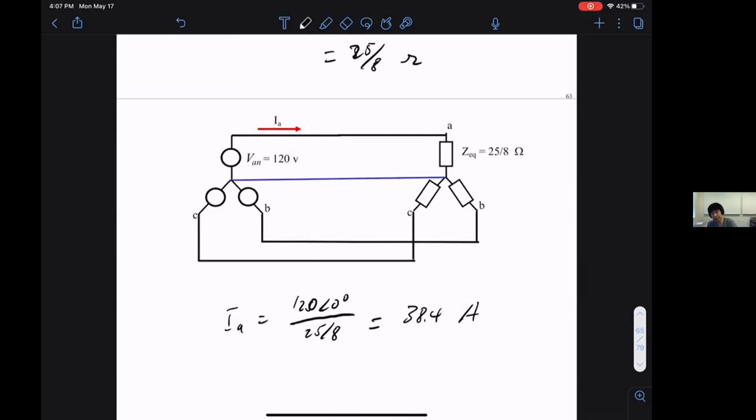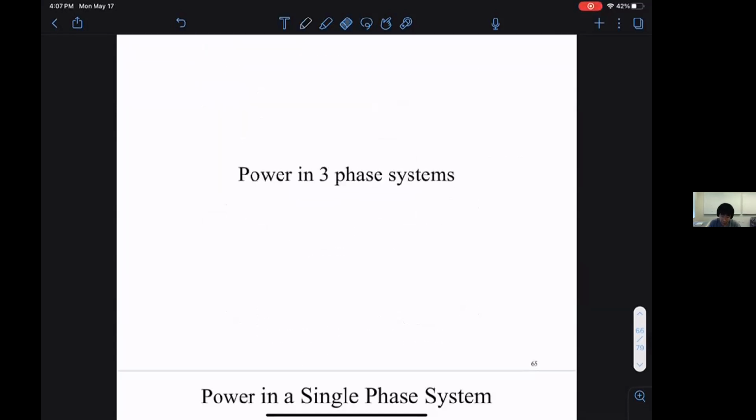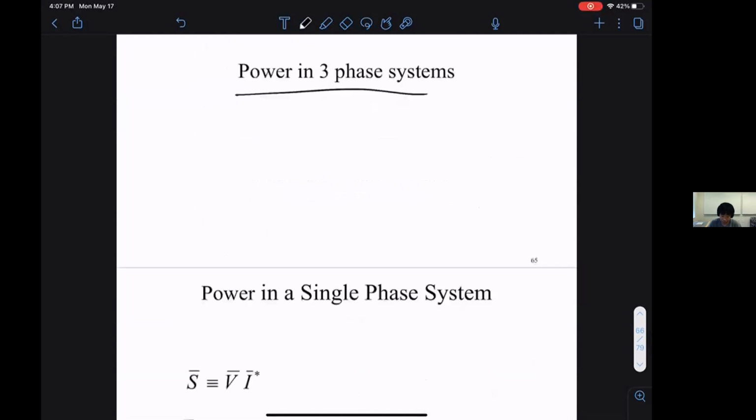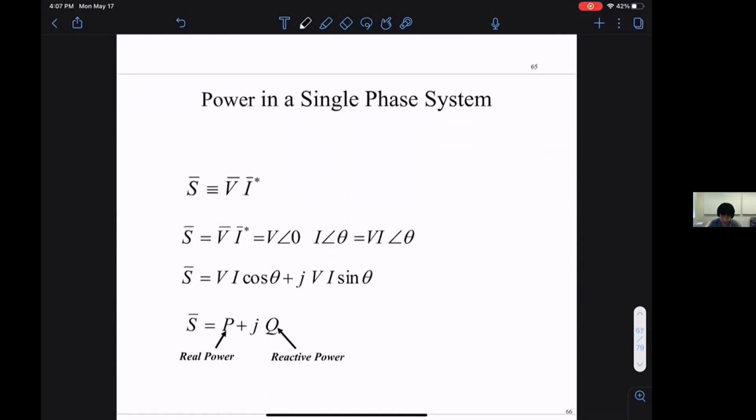Okay, so the last part of the topic is power calculation, right? We did a lot of voltage and current calculation. Now let's do the power calculation for three-phase. This is just rewriting the single-phase system, right? Complex power is V I conjugate, and we have real and reactive power.